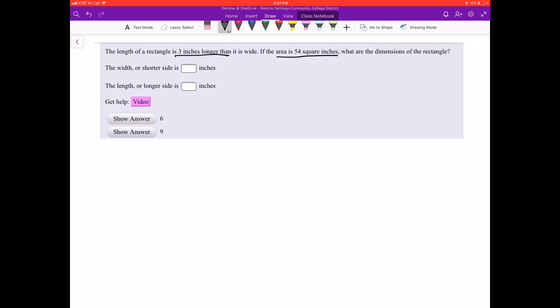So there's a couple of things we need to notice. Is that we have a rectangle, and the length of the rectangle is 3 inches longer than it is wide. So call maybe the width W and the length L. They also do tell us one other piece of information. They tell us that the area of the rectangle is 54 square inches. Okay, I think we're now ready to start the problem.